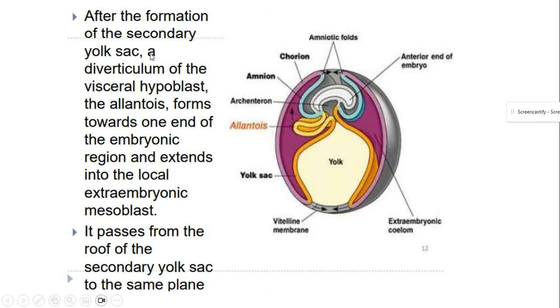After the formation of the secondary yolk sac, a diverticulum of the visceral hypoblast, the allantois, forms towards one end of the embryonic region and extends into the local extra embryonic mesoblast. It passes from the roof of the secondary yolk sac to the same plane, right? So we have amnion, we have chorion, we have two amniotic folds. We have folds here. Anterior end of the embryo, this anterior end. This is the archenteron, this is the allantois, right? This is yolk. This is a yolk sac. It's like a bag, okay? Extra embryonic coelom. This is the extra embryonic coelom. This happens to be a vitelline membrane, okay?